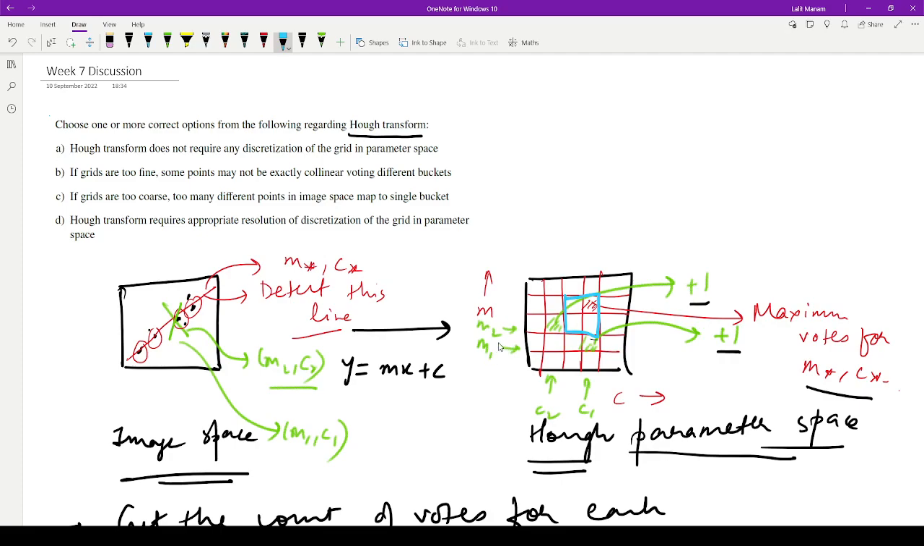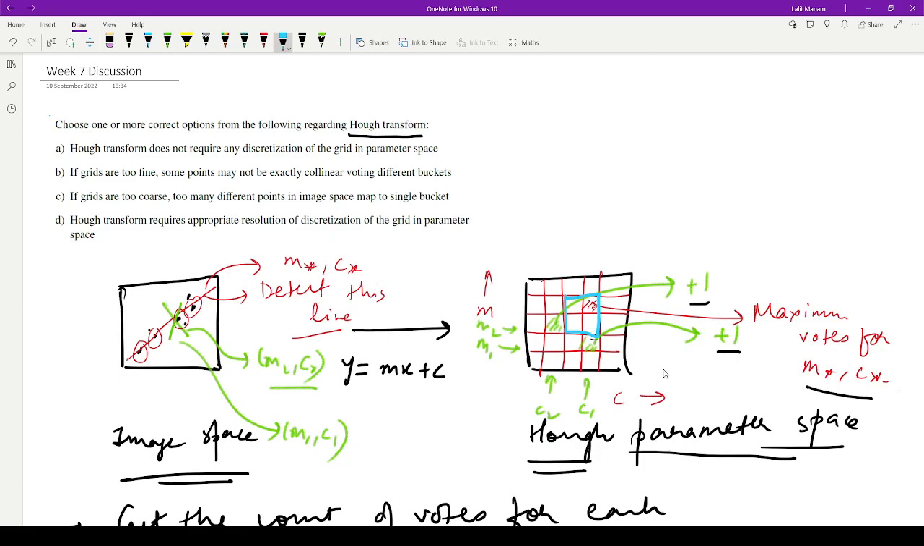So based on the amount of noise, you want to discretize the parameter space. If the noise is relatively high, but still you're sure that there is a line out there, then you might want to just increase the discretization width. But if you're sure that whatever points you detected lie exactly on a line, then you can even fine tune your discretization space and get accurate M and C. Is this explanation clear? Yes, I got it.